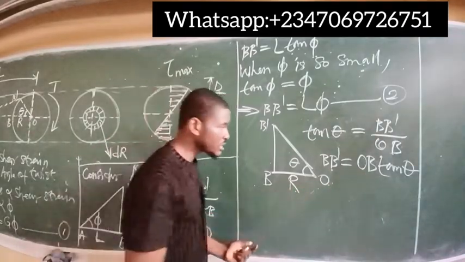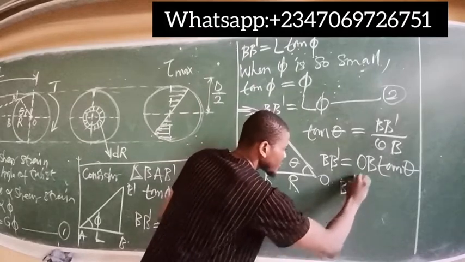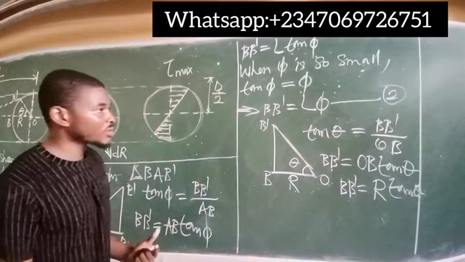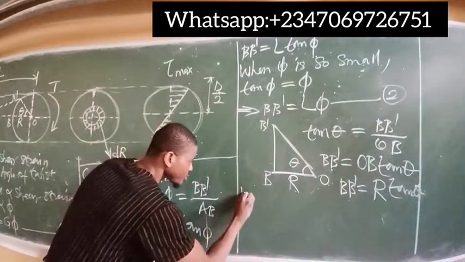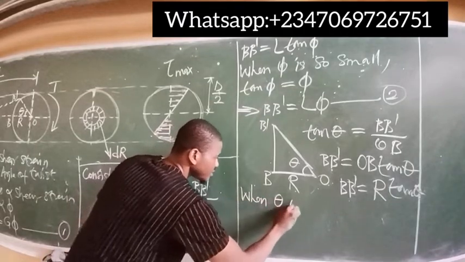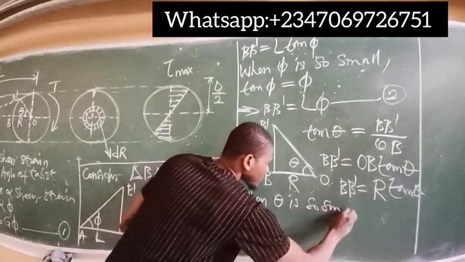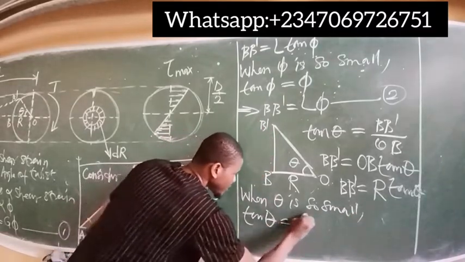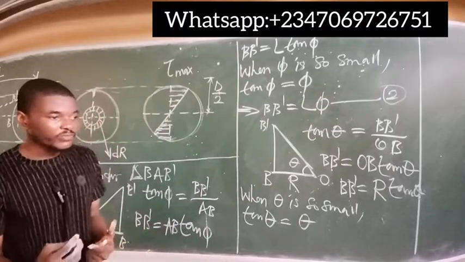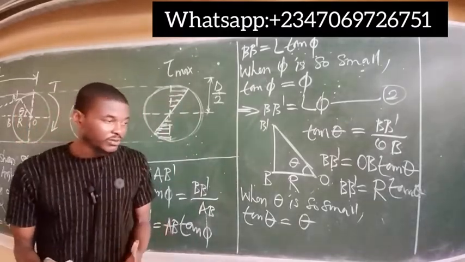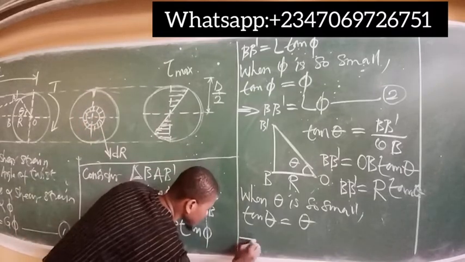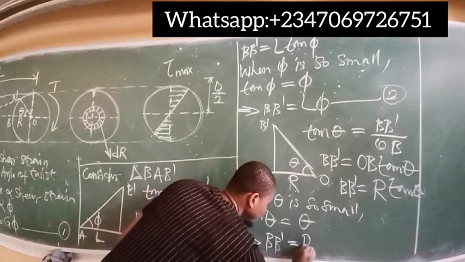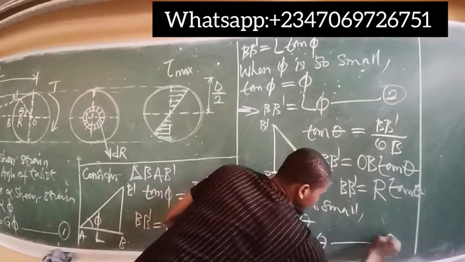The radius arm. So this simply means that BB prime is actually R tan theta. Okay, so like we did in the first case, when theta is so small, the value of tan theta still gives you the value of theta. That simply implies that we can now have BB prime equal to R theta. Let's call this equation 3.